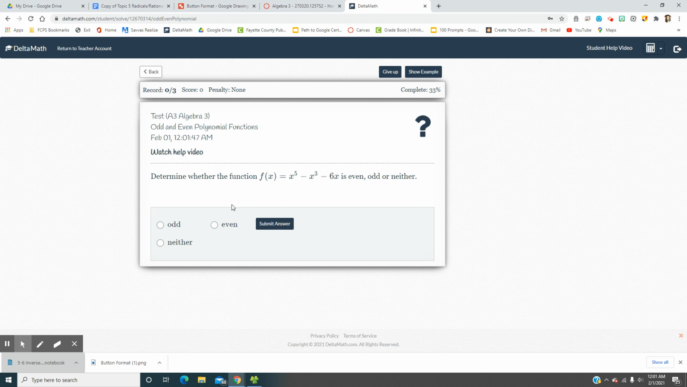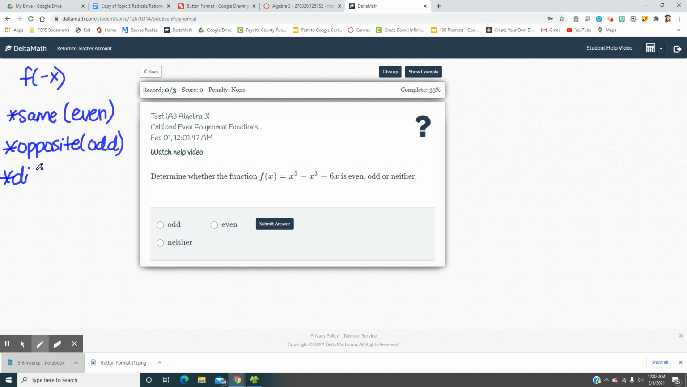Then the next part, you have to worry about finding even and odd polynomial functions. Even and odd is dealing with the sign. So here's how you tell. You have to substitute in negative x for x. So substitute in negative x for all of the x's. If you get something that is the same as the original function, it will be even. If you get something that is totally opposite, every single one of the signs are opposite, you'll have an odd function. If you get something that's just different, maybe some of the signs are opposite, but not all of them, we'll call that neither.